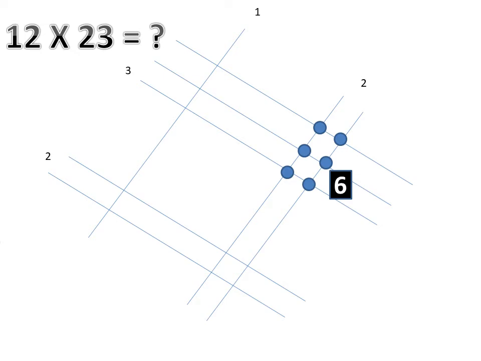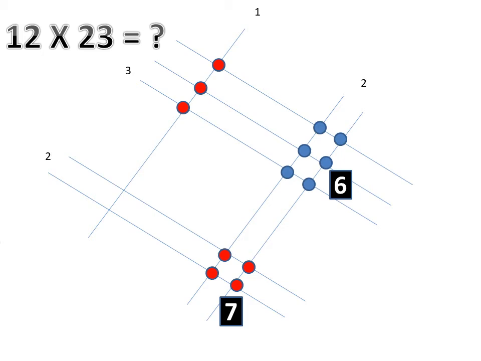Let us now proceed to the middle column and start counting all the intersections of lines. 1 and 2, 3, 4, 5, 6, and 7. Now we have 7 intersections for our middle column.